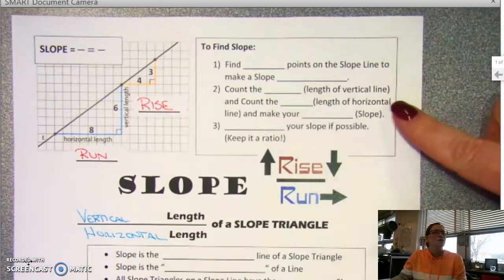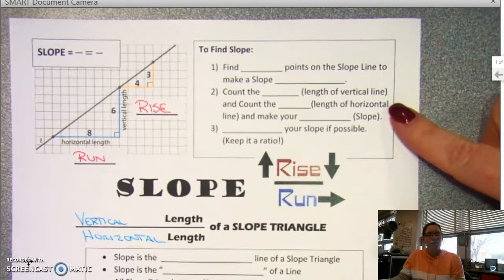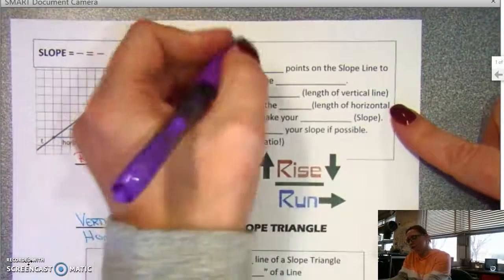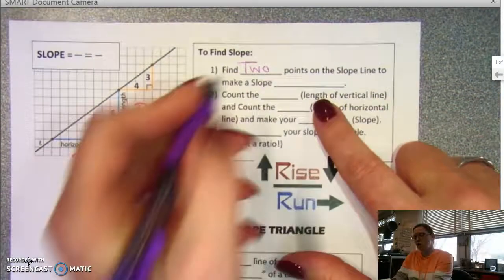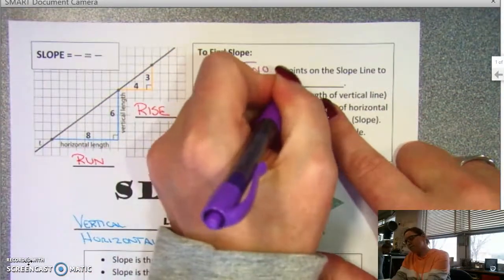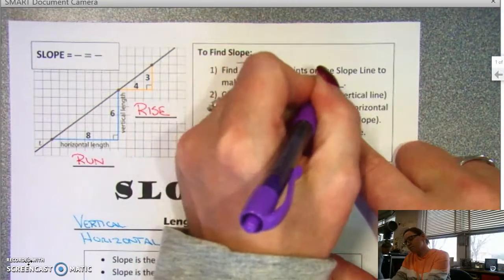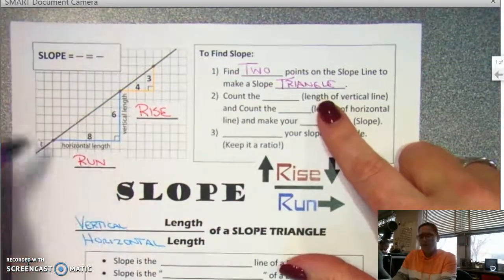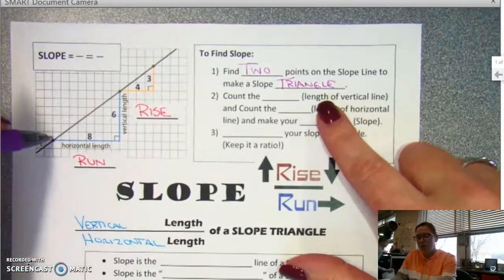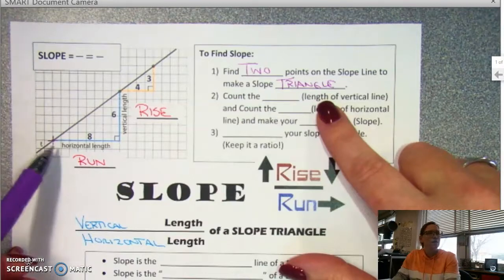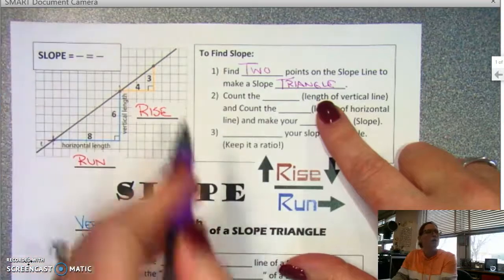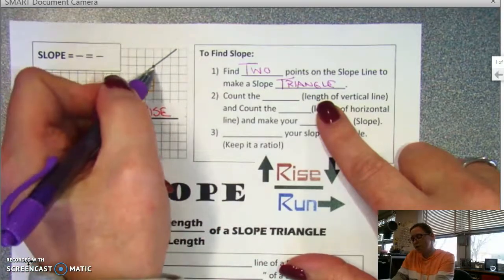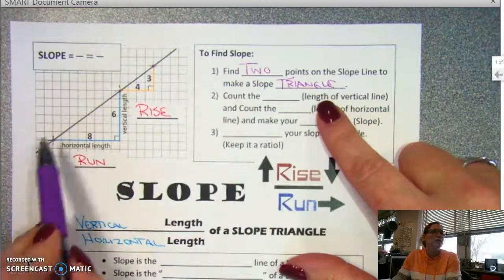So in order to find the slope, we would need to find 2 points on the slope line to make a slope triangle. So if I look over here, when we're looking for those 2 points, remember we're looking for points that land right on the crosshairs of the grid. So here'd be 1 point. We can see the other point right up there, and then our third point up here. So all you need is 2 points to make your triangle.